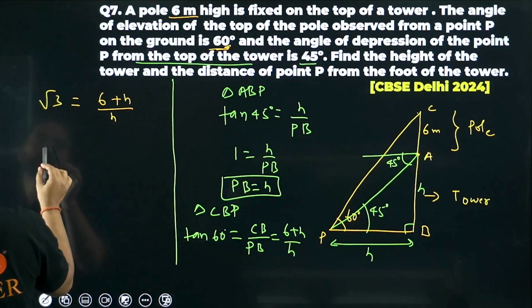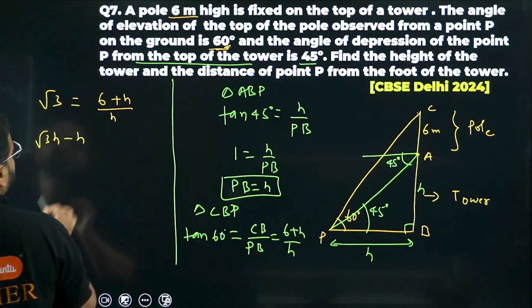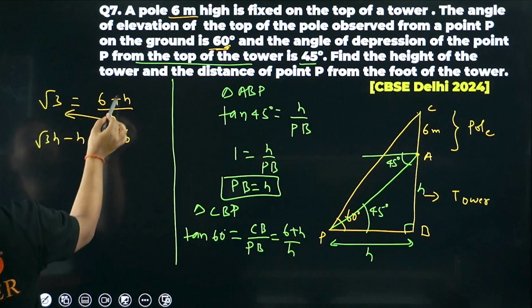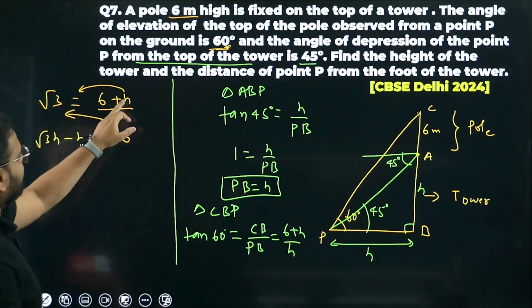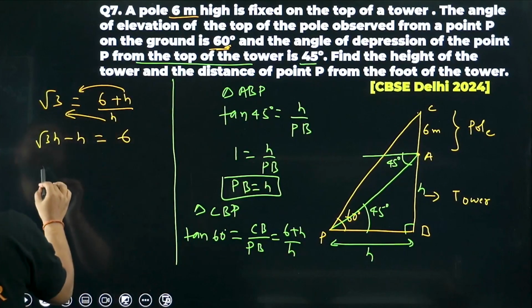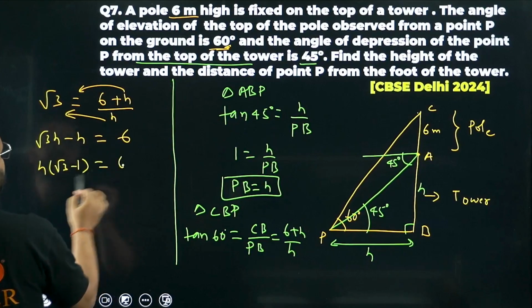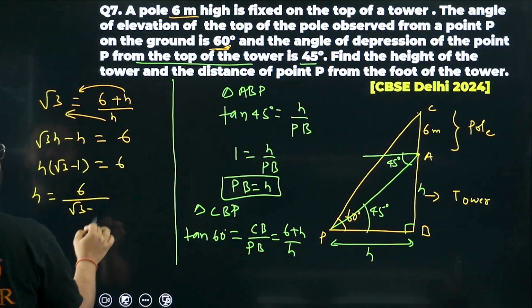Write it over here. What I'm getting, sir? Root 3H minus H equals 6. How come, sir? First we multiply H over here and then bring this H on this side. So H into root 3 is root 3H and bring H over here becomes minus H. Take H common. Root 3 minus 1 equals 6. Bring that on the other side: 6 upon root 3 minus 1.